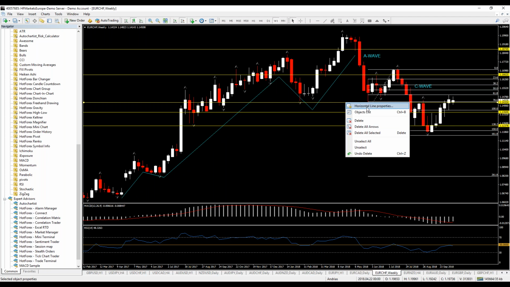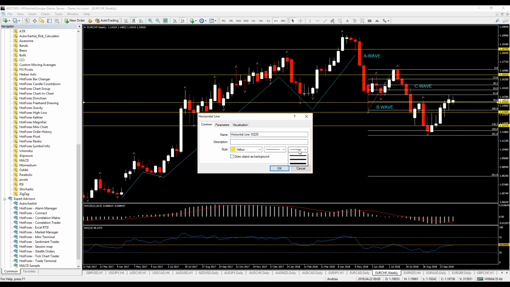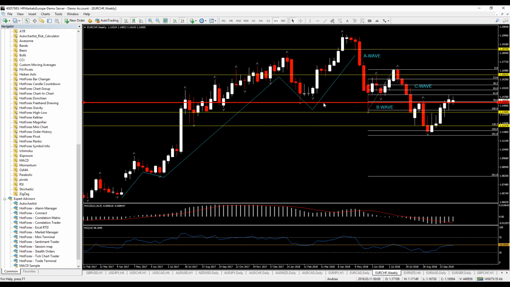Let me change the color so that it's a red one. This was my strong support. It was hit once, hit twice and rebounded, and now it was hit a third time and broke with this strong bearish candle. So at the closing you could enter a sell position with a target down to the 138.2% Fibonacci extension, or maybe 150, depending on your risk and reward ratio and your trading strategy.